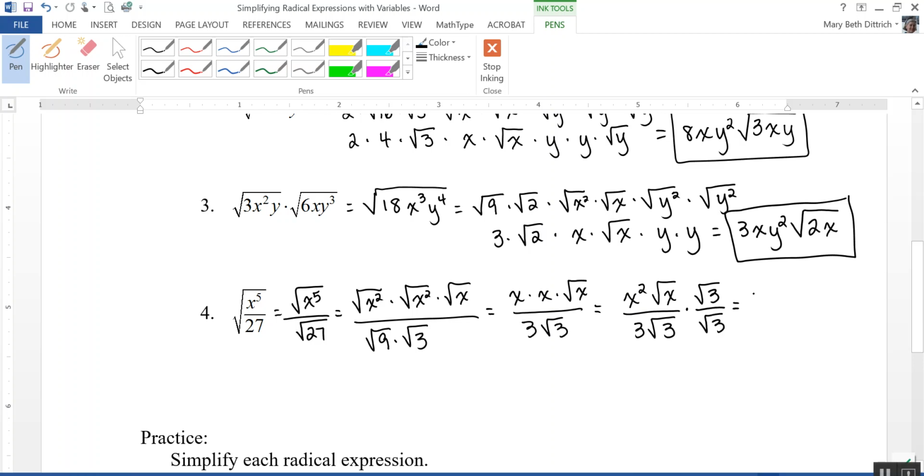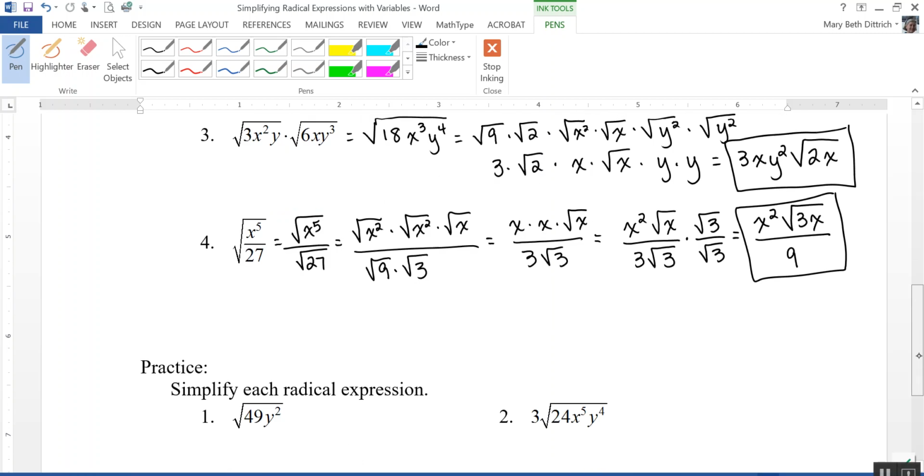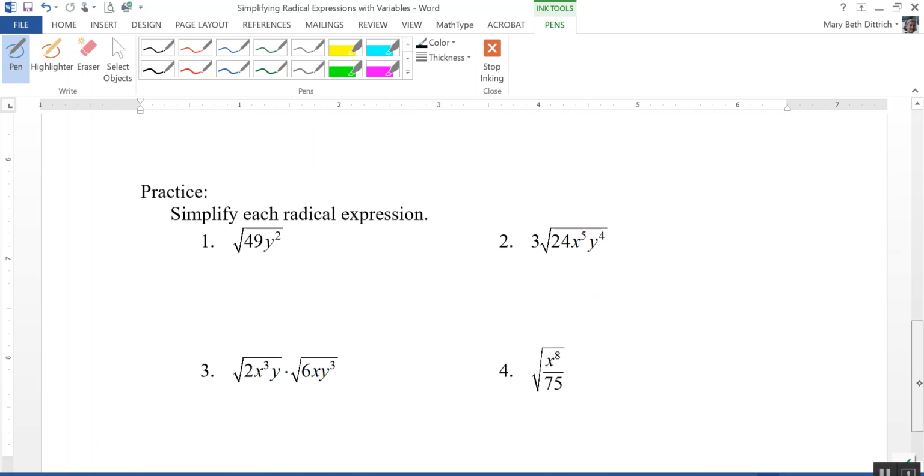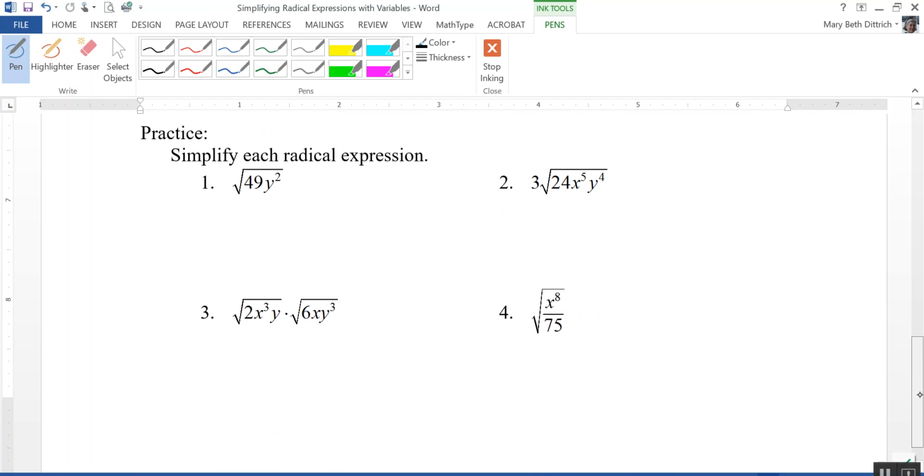And that's going to give me x squared square root of 3x over square root of 3 times square root of 3 is 3. 3 times 3 is 9. So there is my simplified form of the square root of x to the 5th over 27. So here are some practice problems for you to try. I'd like you to stop the video and copy these and try them in your math journal.